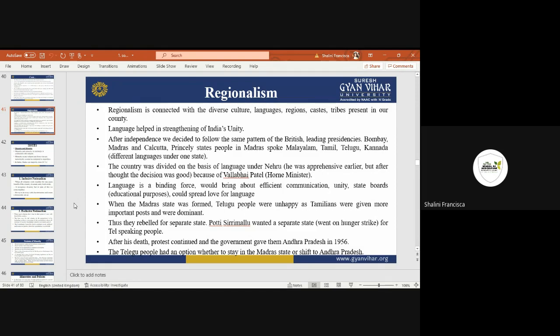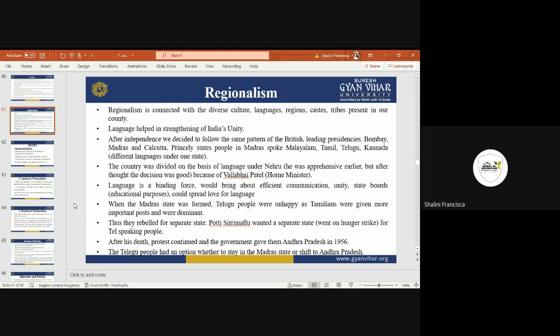Regionalism. Regionalism is connected with the diverse culture, language, regions, caste, and tribes present in our country. Language helped in strengthening Indian unity.